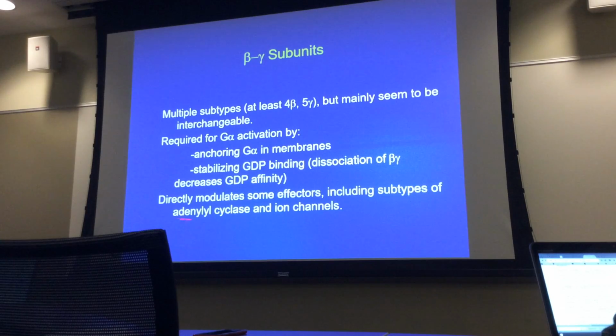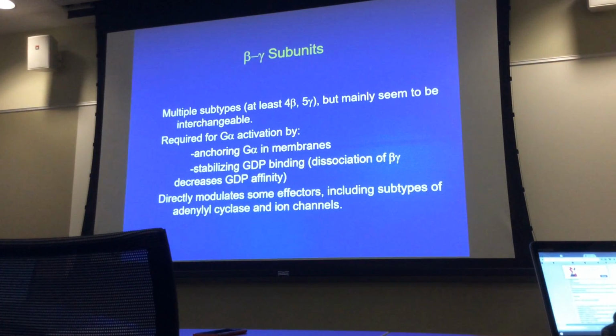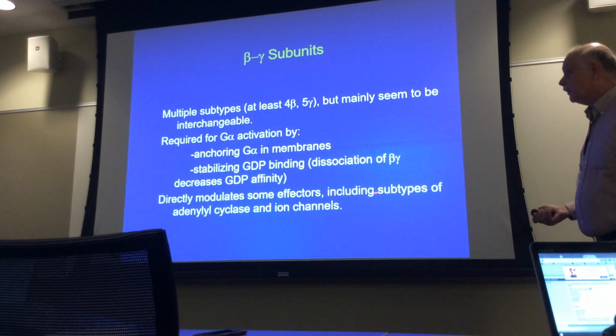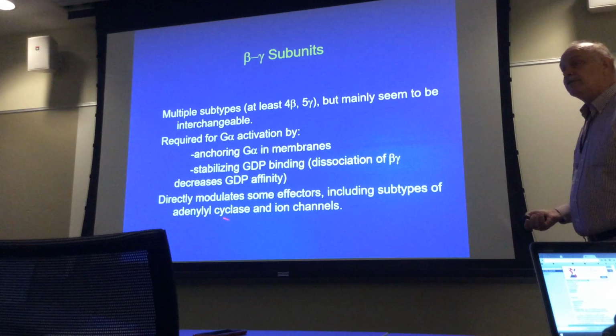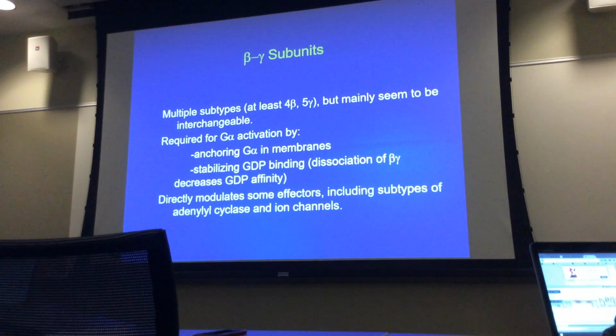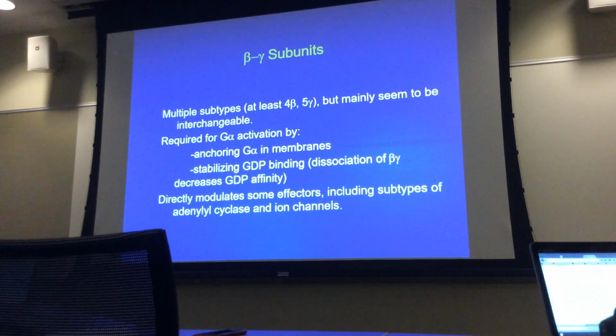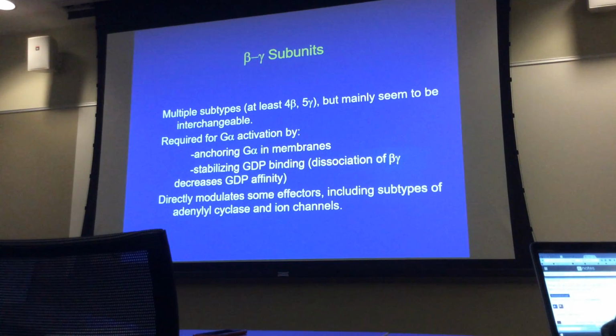But beta gamma also has a very important role on its own, because when beta gamma is released from the activated form of G-alpha, it directly modulates some effectors. Some subtypes of adenylyl cyclase are activated by beta gamma. And ion channels seem to like beta gamma as well. So beta gamma is a direct modulator of effectors, the free beta gamma. The bound form of beta gamma, when it is bound to alpha, doesn't do anything to the effector.